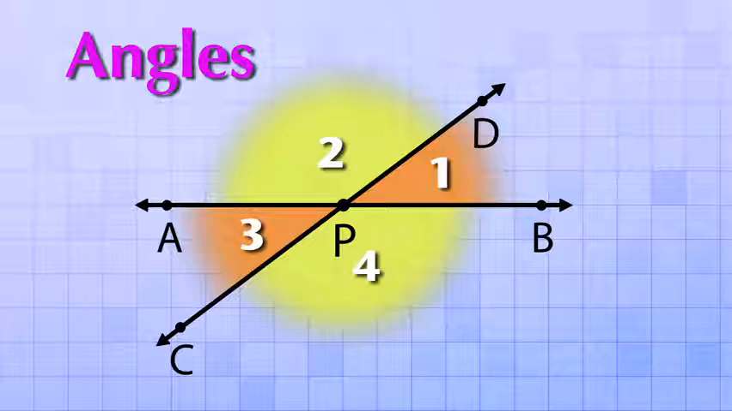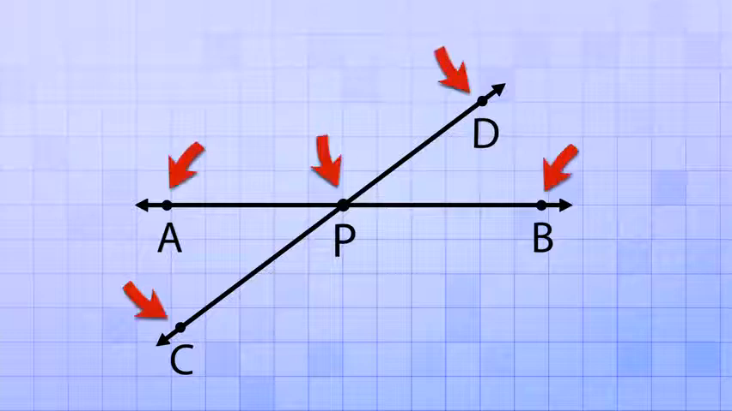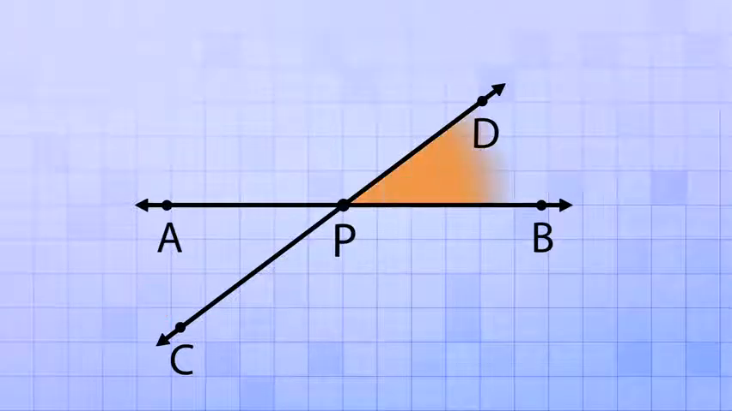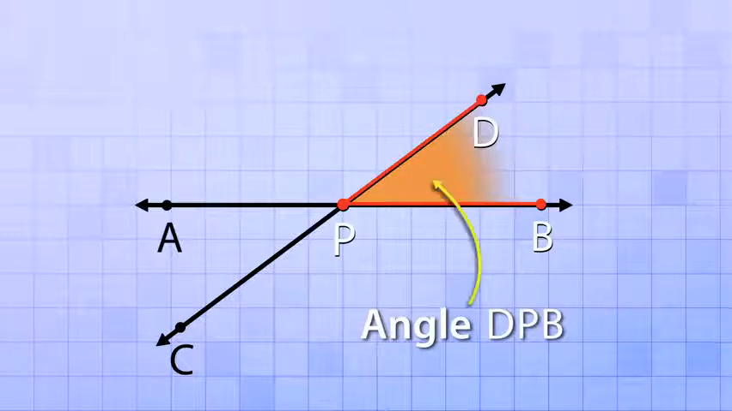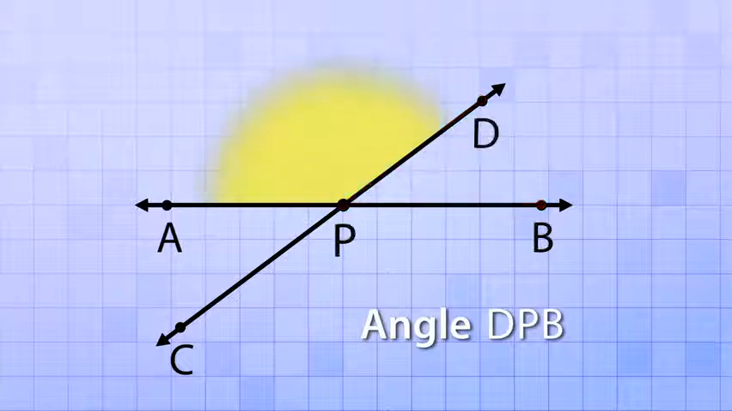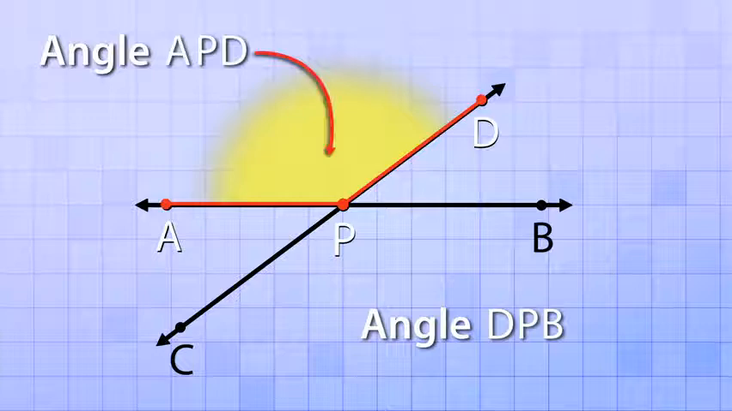But instead of calling them angle 1, 2, 3, and 4, in geometry, we name them by the points used to make them. For example, this angle here can be called angle DPB because if you trace along those points, like connect the dots, they outline that angle. And this angle here, we can call that angle APD because connecting those dots forms that angle.